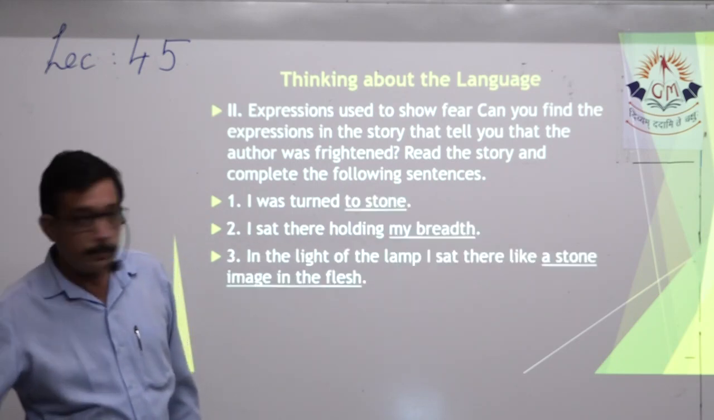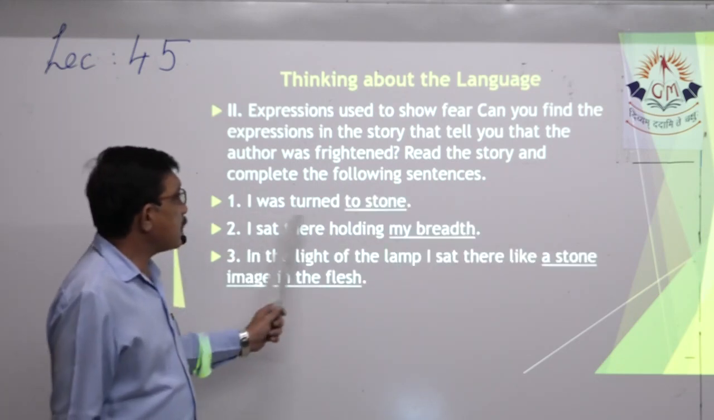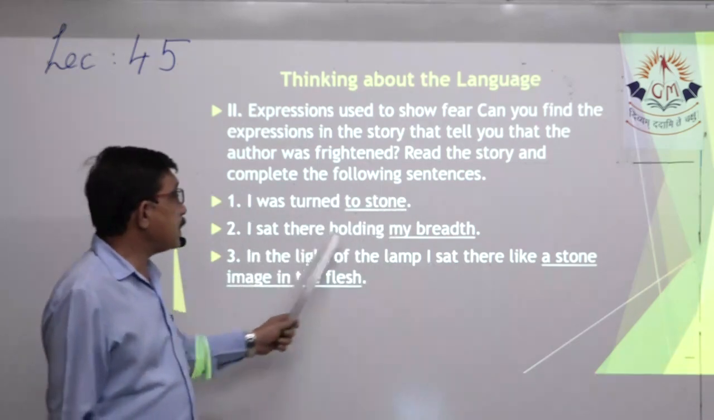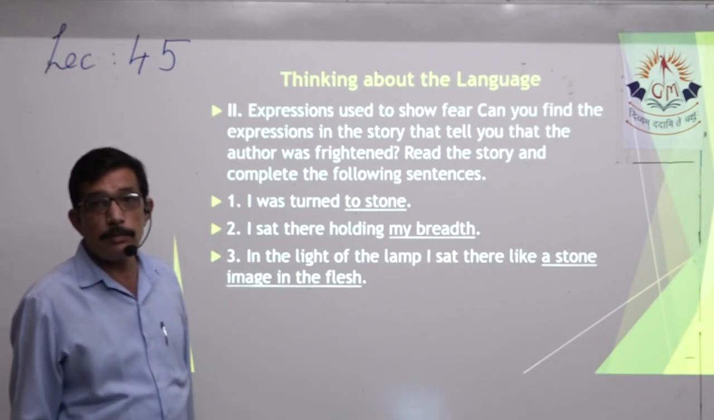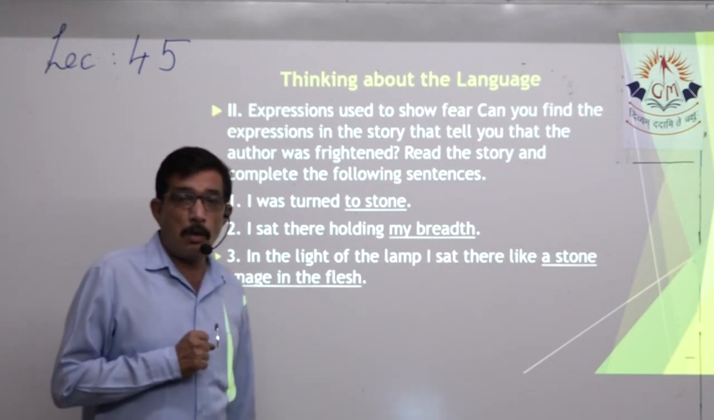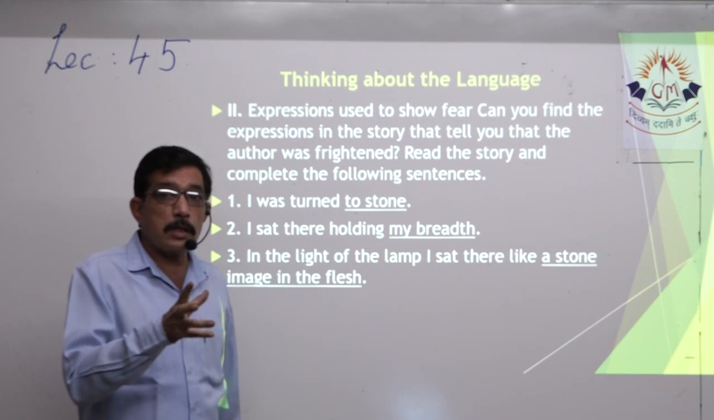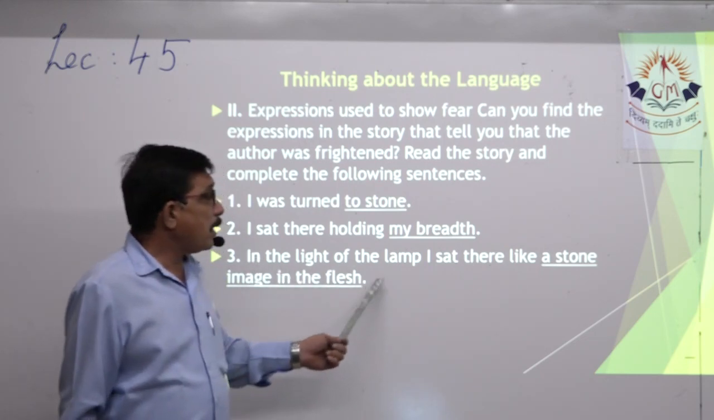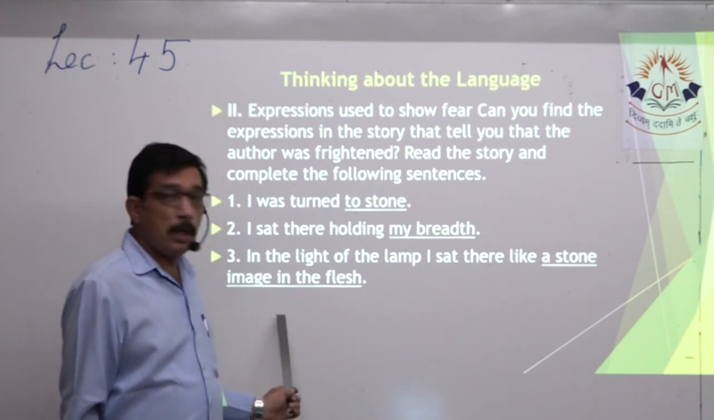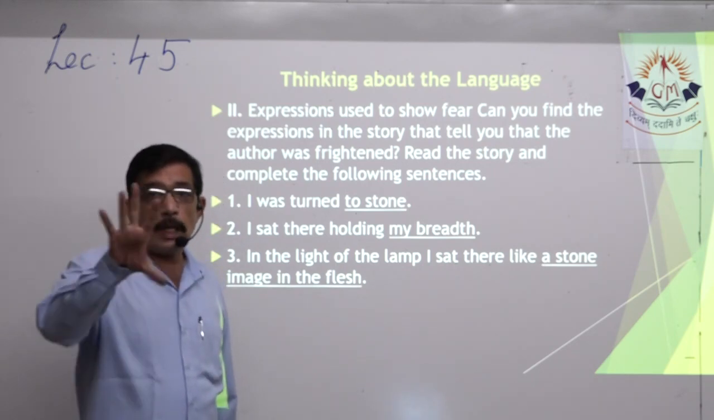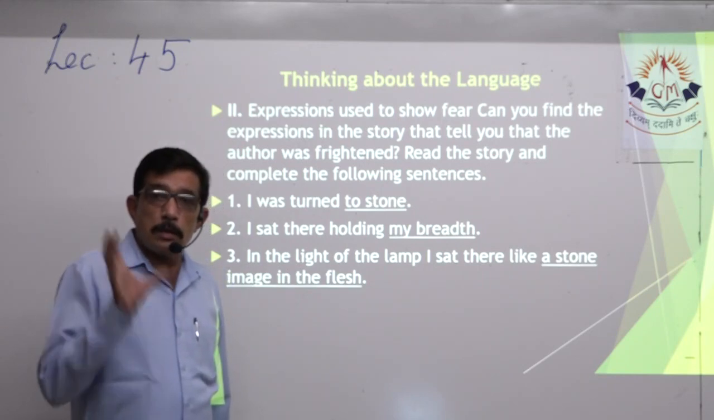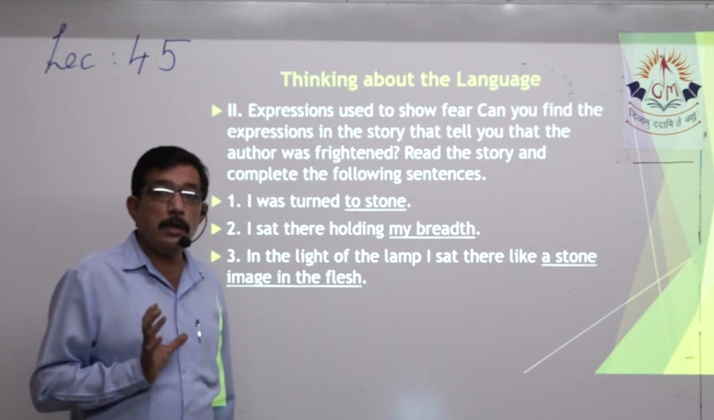Let's see the answers. "I was turned to stone." That shows fear. "I sat there holding my breath." You are all of a sudden in a state of shock. You forget to breathe. "In the light of the lamp I sat there like a stone image in flesh." It looked like I was an image of stone, but inside it was flesh and blood.